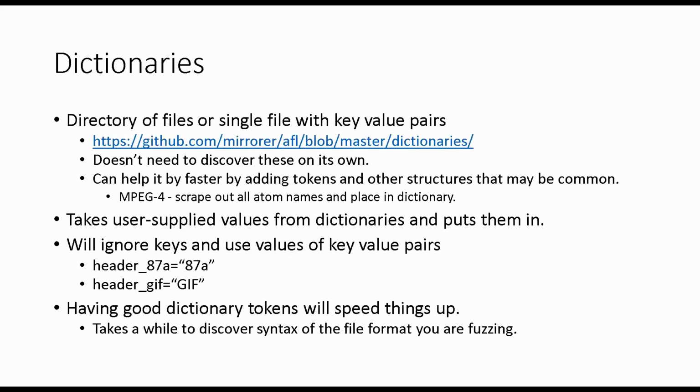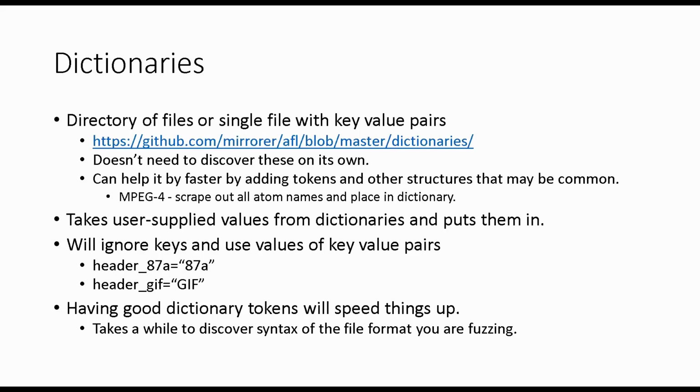So dictionaries. They can be a directory of files or a single file with key value pairs. There's a good link there to check that out. If you use something that's known, then that's great. Then you don't have to discover that on your own. It can maybe make things a little bit faster by adding tokens and other structures that may be common. So for MPEG-4, maybe you scrape out all atom names and place them in a directory. That's cool. We could also take user-supplied values from dictionaries and place them in.